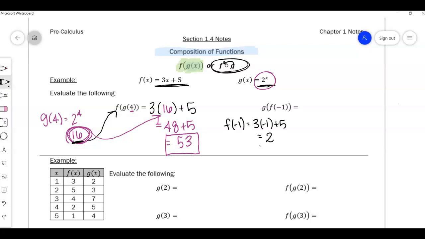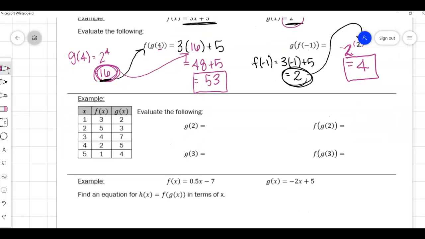I'm going to take this 2 and plug it into g of x. So 2 to some power. And again, we're going to plug that in right there. Notice that's not a negative 2. My pen just added a little extra line there. And we know that 2 squared is 4. So my final answer of g of f of negative 1 is going to give us 4. So if you have equations and you're looking for values, that's how you would do that.